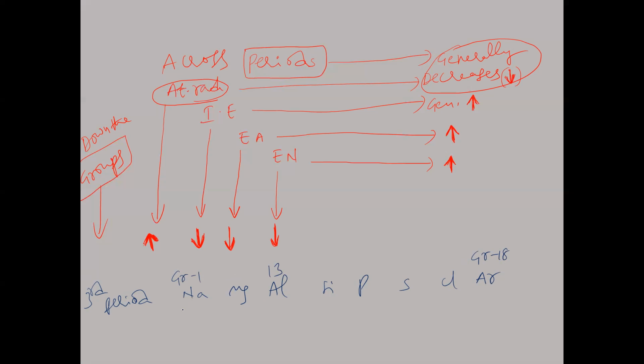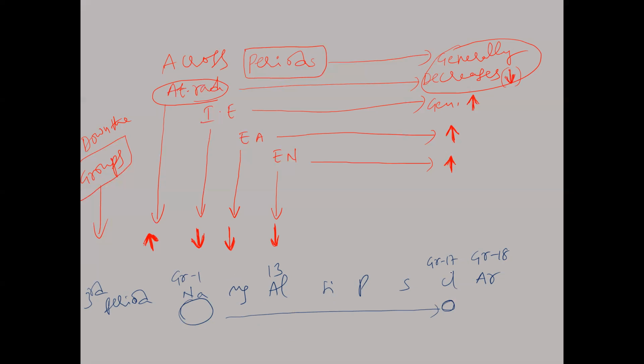Now what happens is that from alkali metal to halogen, the size will decrease. Atomic radius decreases from where to where? From the first group to the 17th group. Group 17 is the halogens. So from sodium to halogen, the size will decrease.